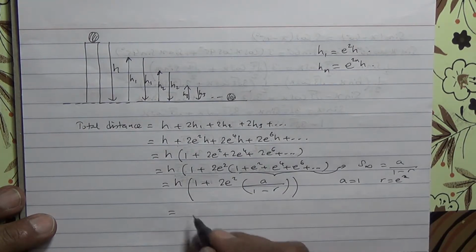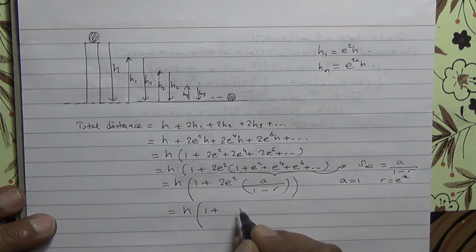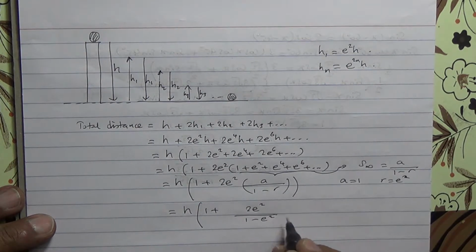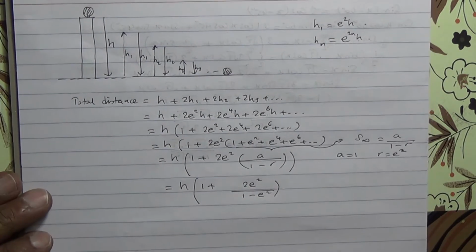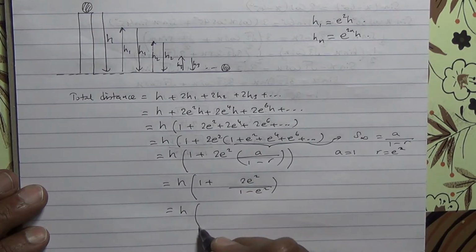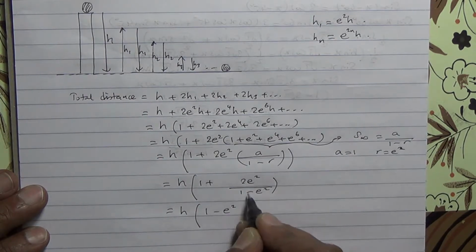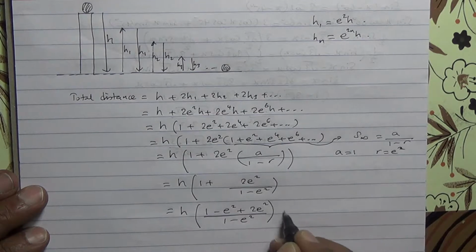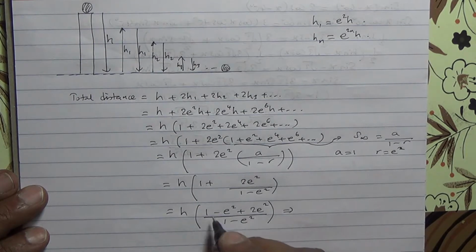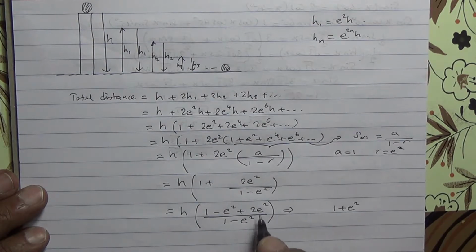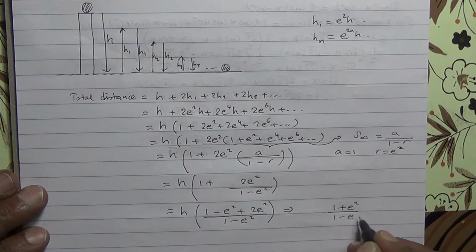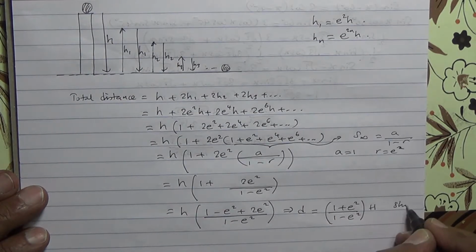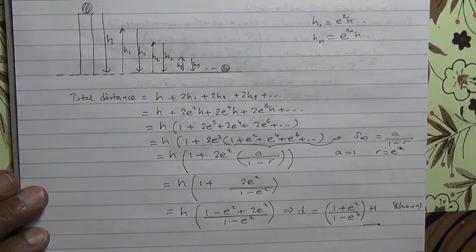So therefore h times 1 plus, this is 1 times 2e square is 2e square divided by 1 minus e square. This goes further to h into (1 minus e square) plus 2e square, divided by 1 minus e square, which leads to 1 plus e square divided by 1 minus e square, and the whole lot times h. That's the total distance traveled, and this has been shown. Here is the answer to the first part of the question.